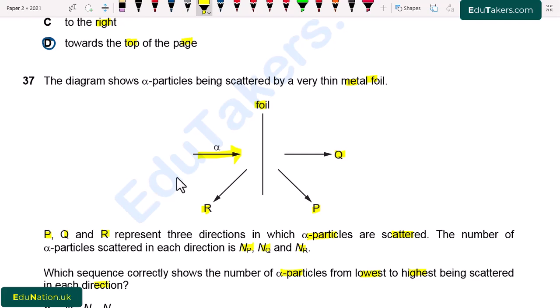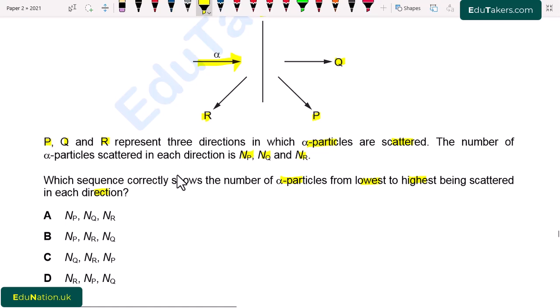So here NQ will be larger. I write here NQ. The central part of the nucleus is dense, so a small amount of particles will be scattered back. So I write here NR, and in between them there is NP. There are also the particles that are scattered at some angle.